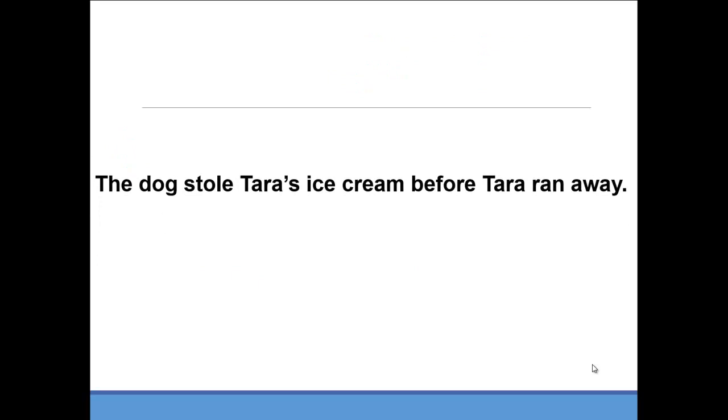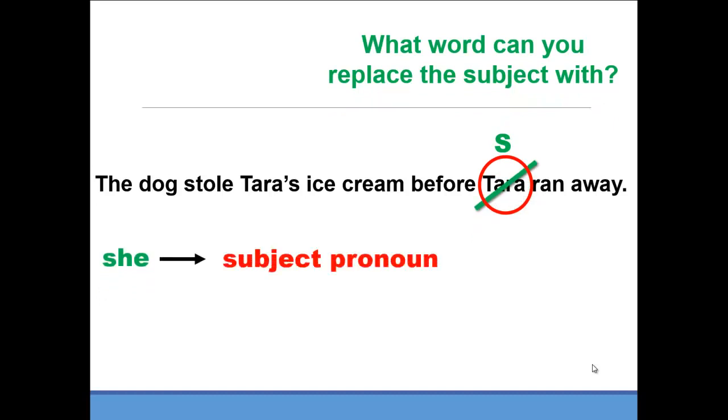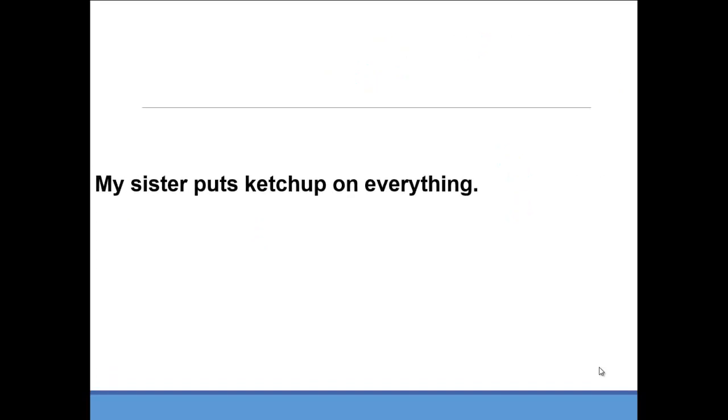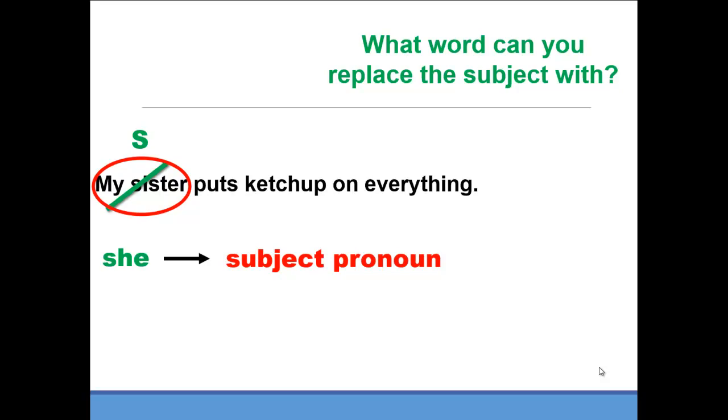The dog stole Tara's ice cream before Tara ran away. Tara is the subject of this part of the sentence after the subordinating conjunction. Who ran away? Tara. So what word can we replace this subject with? We can replace it with the word she, so it is a subject pronoun. So the new sentence is gonna be, the dog stole Tara's ice cream before she ran away. Great. My sister puts ketchup on everything. My sister is the subject. What word can we replace the subject with? We can replace it with the word she, so it is a subject pronoun.